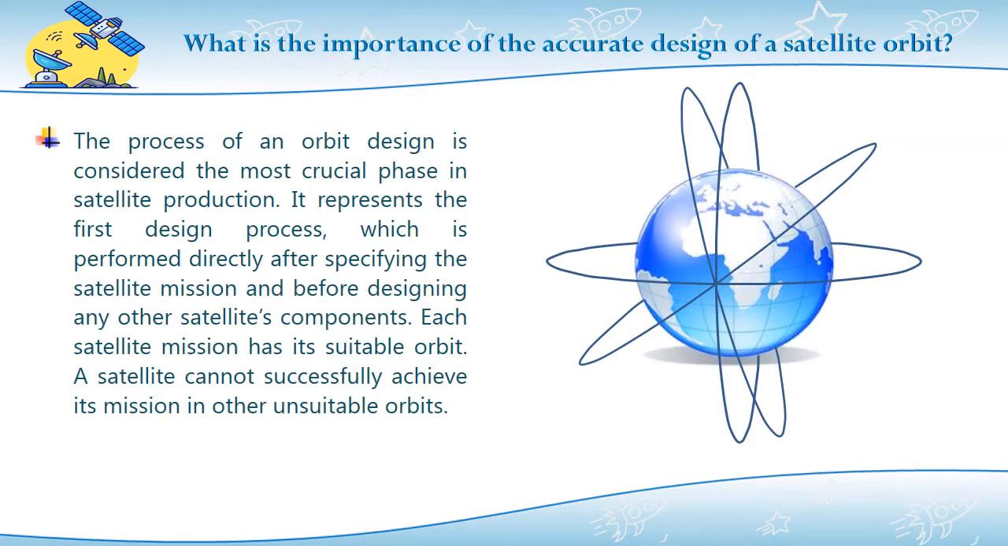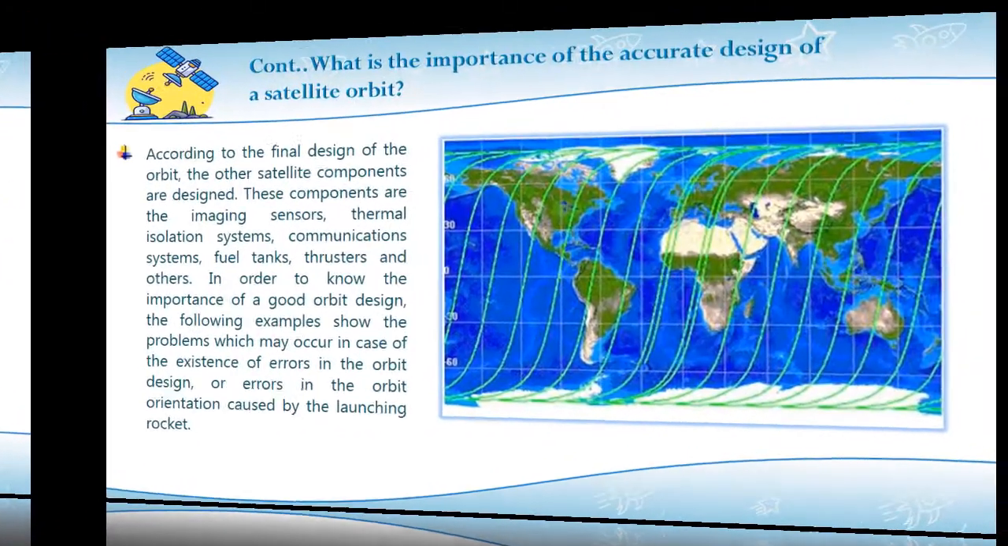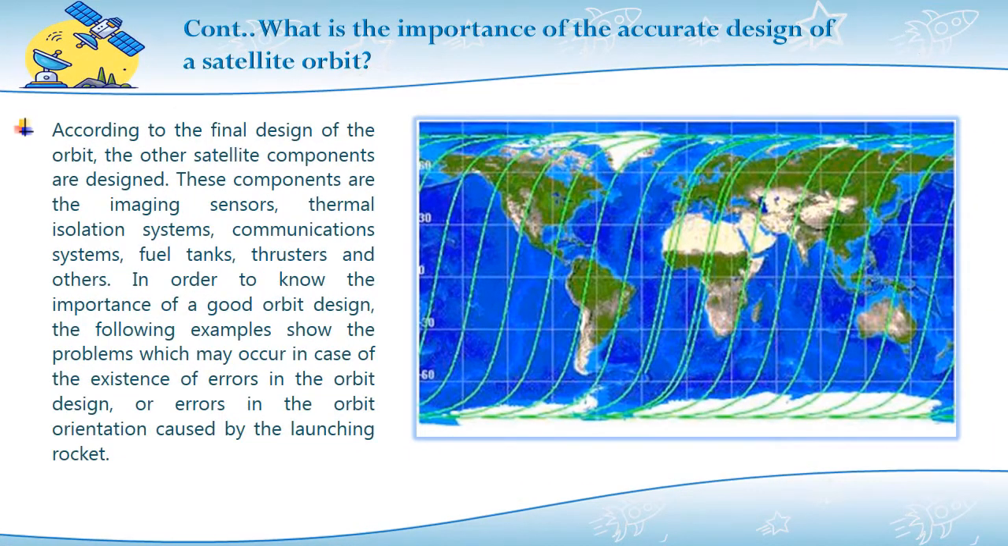It represents the first design process which is performed directly after specifying the satellite mission and before designing any other satellite's components. Each satellite mission has its suitable orbit. A satellite cannot successfully achieve its mission in other unsuitable orbits. According to the final design of the orbit, the other satellite components are designed.